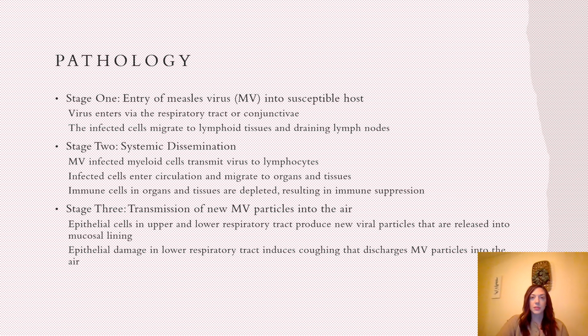Stage 3 is transmission of new measles virus particles into the air. Epithelial cells in upper and lower respiratory tract produce new viral particles that are released into mucosal lining. Epithelial damage in the lower respiratory tract is going to induce coughing that discharges the viral particles into the air, which will then go into a new susceptible host.